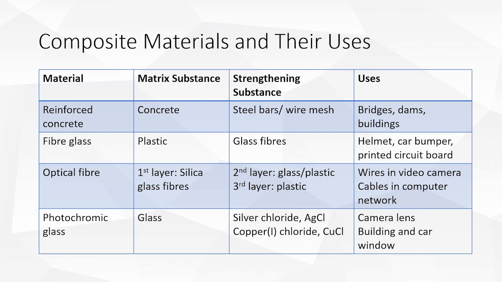Photochromic glass can absorb UV light depending on the light intensity. Hence, it is suitable to be used in making camera lenses and the windows of cars and buildings.